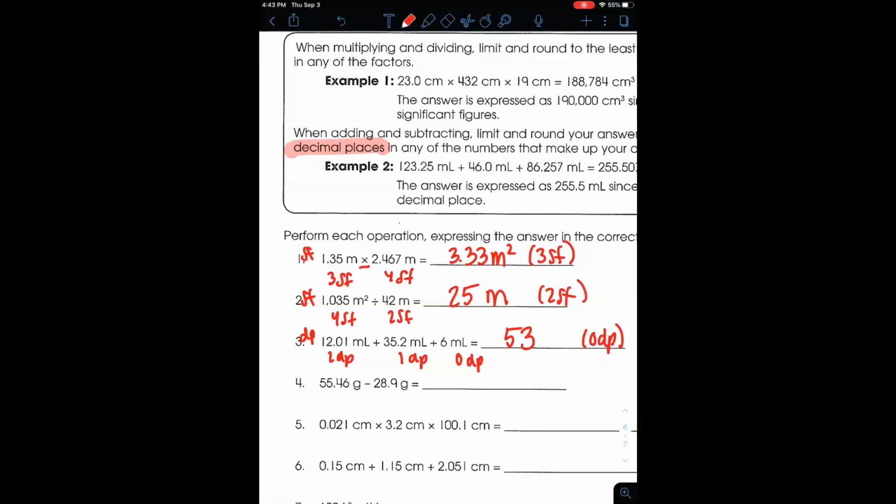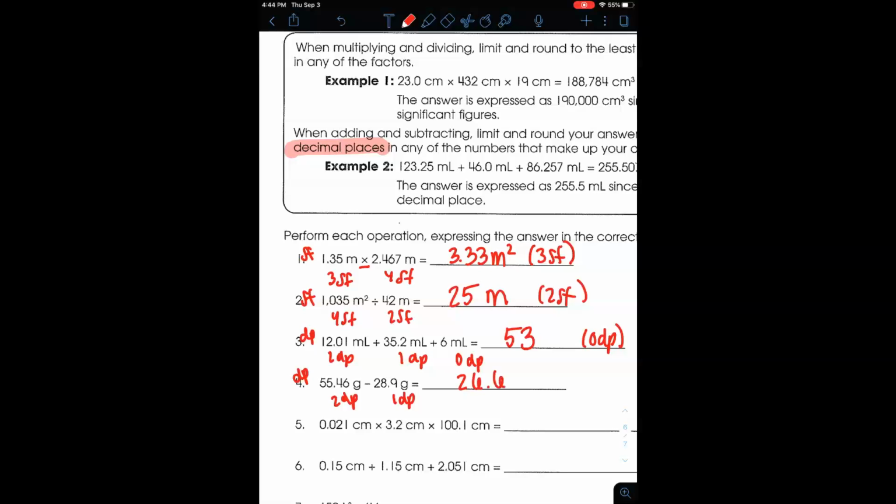Okay. Number 4 here, it's a subtraction problem. So again, it's going to be based on decimal places. So I've got 2 decimal places and 1 decimal place. So of course my final answer needs to have, I'm sorry, it needs to have 1 decimal place. So my final answer for this would be 26.6.